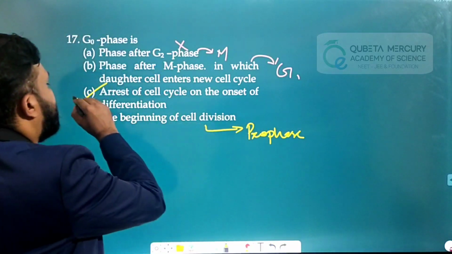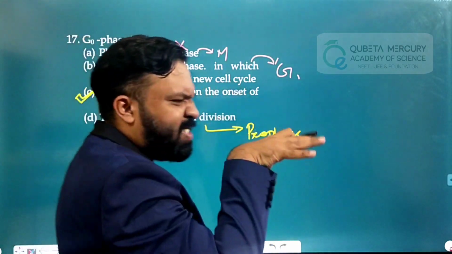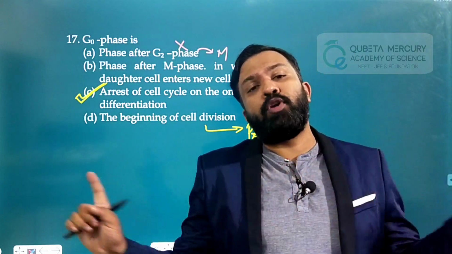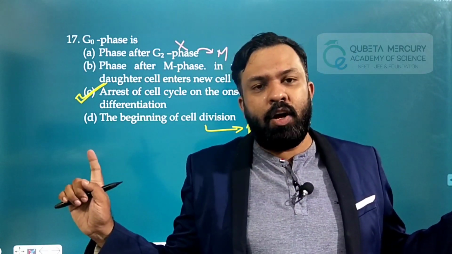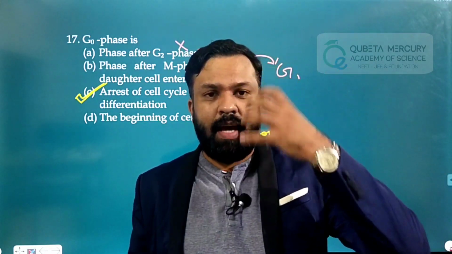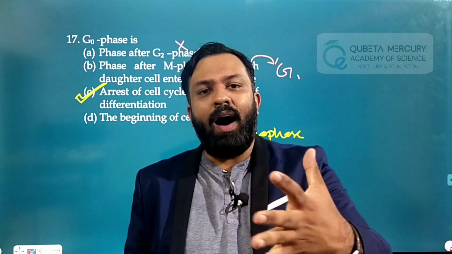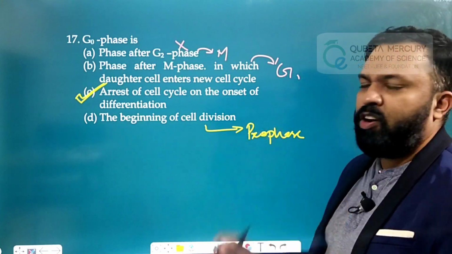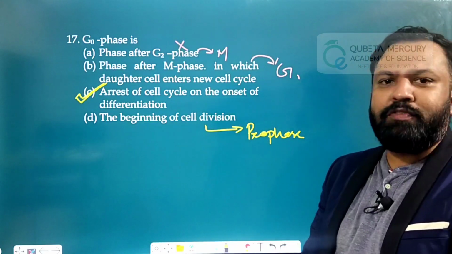So the right answer is option C alone, arresting cell cycle, right? For they will not proliferate furthermore. The G0 phase cells will not proliferate furthermore. The eye cells, heart cells, etc. are in G0 phase. They are living, they are showing metabolism, but they will not proliferate furthermore, right? They will arrest the cell cycle on the onset of differentiation. That is the G0 phase.